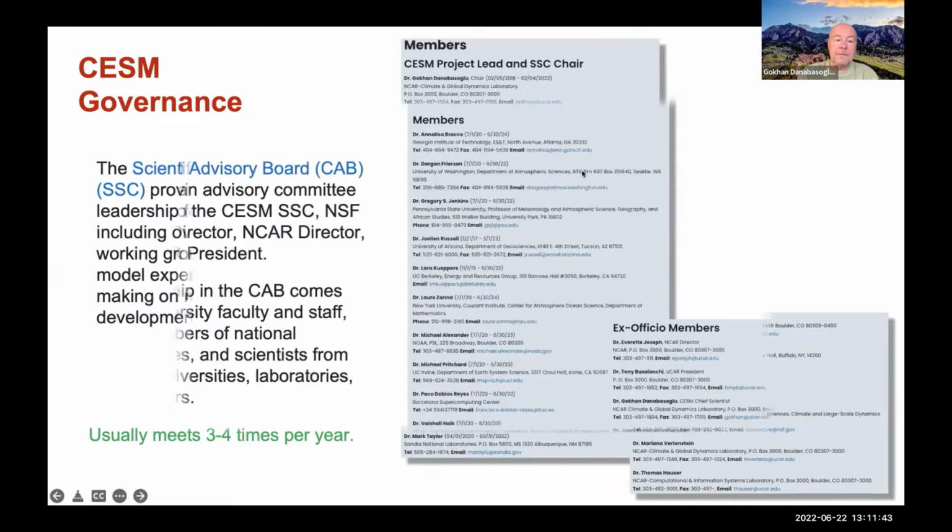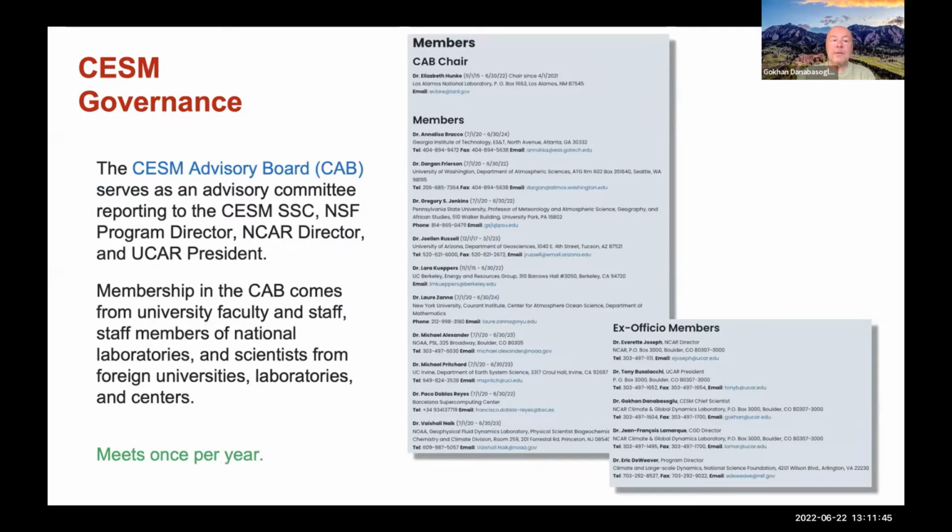Then the final part of the governance is the advisory board. It serves as an advisory board not only for the CESM Scientific Steering Committee, but also for the NSF Program Director, NCAR Director, and UCAR President. UCAR is the umbrella institution. It stands for the University Corporation for Atmospheric Research, and it oversees NCAR's activities. So this committee is responsible essentially for providing an advisory role for all of these entities listed here.